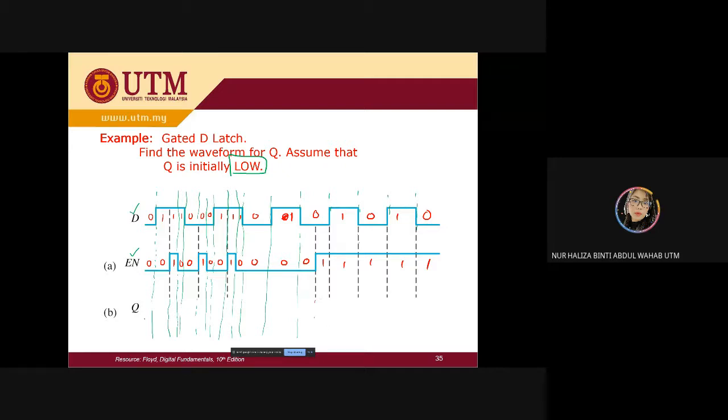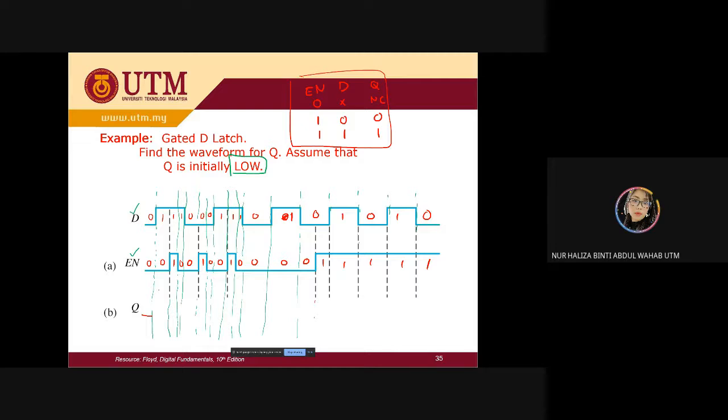Now my initial is low. What color I want to? Okay lah, merah pun boleh. Start with 0. My EN, EN 0 1 1 D. Doesn't care 0 or 1. Our output will be no change. For 0 and 1, it will be 0 and 1 also for our Q.